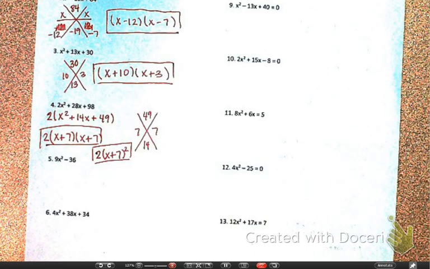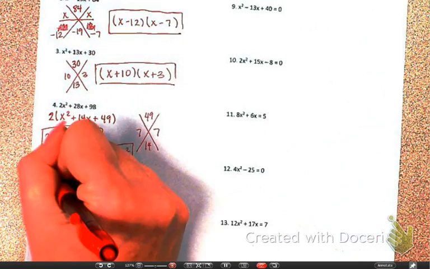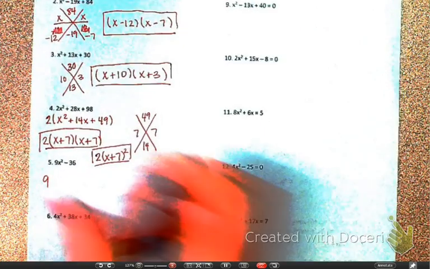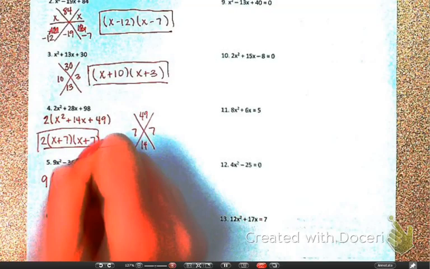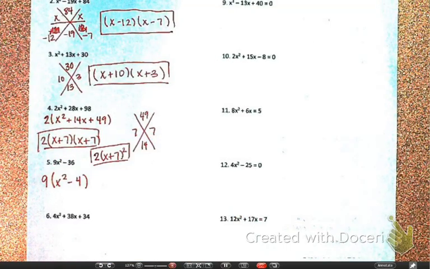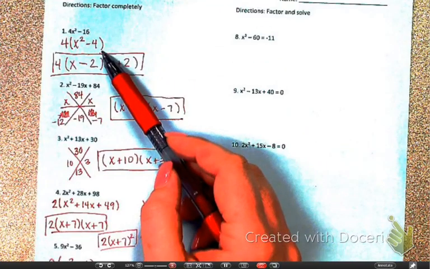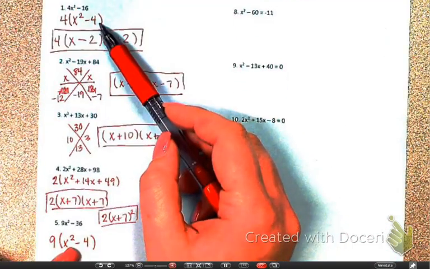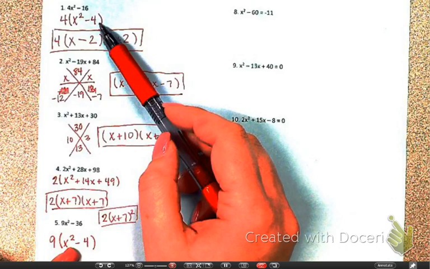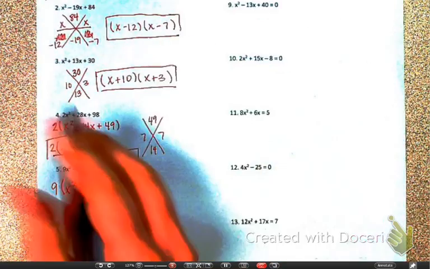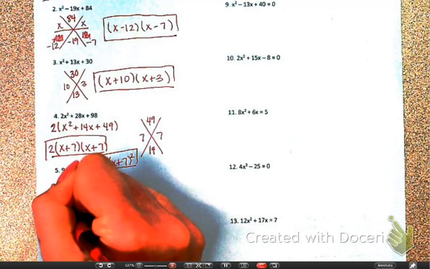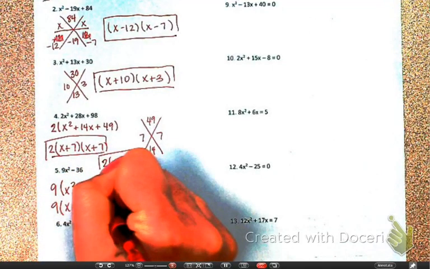Number 5. Did you see the GCF? So if you pull out a GCF of 9, you're left with x squared minus 4. And then if you factored number 1 correctly, you should be able to factor number 5 correctly. It's the same thing once you pull out that GCF. So 9 and then x plus 2 and x minus 2.